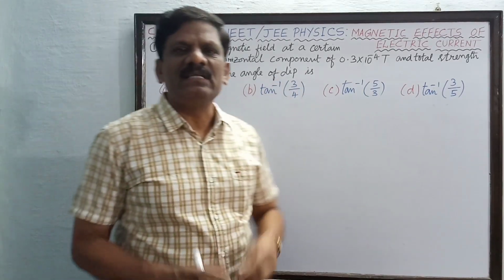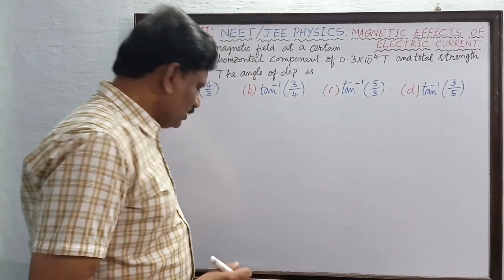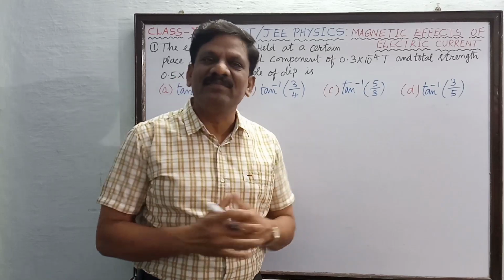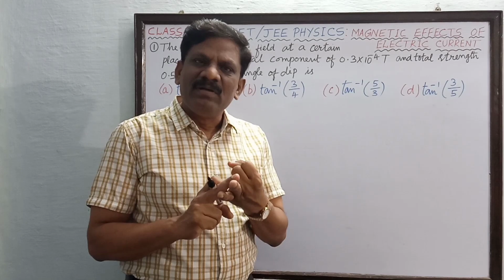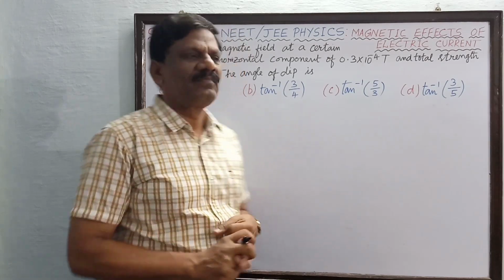Yes, sir, we have studied the magnetic elements of the earth, is it not? So there are three important magnetic elements of the earth. What are they? The angle of declination, the angle of dip and the horizontal component of the earth's magnetic induction.